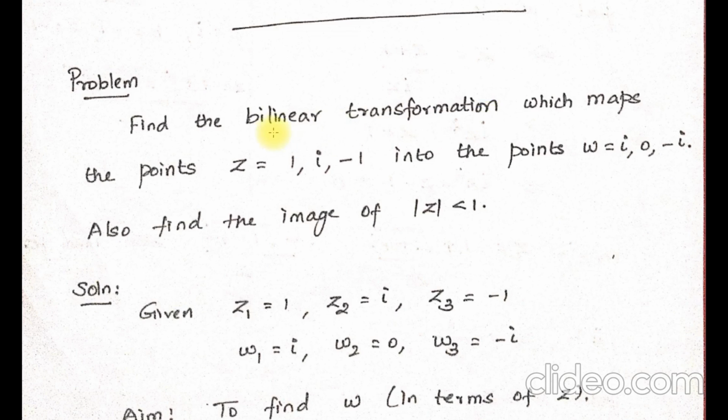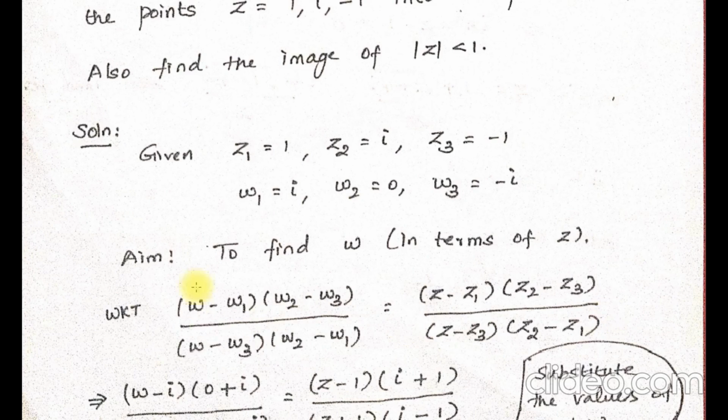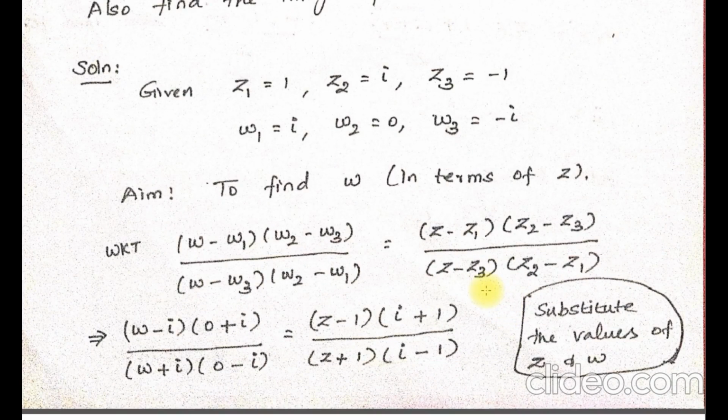The bilinear transformation is w, which will be in terms of z. For that only we are using this formula. Again I am telling you, we use this formula to find the bilinear transformation whenever three inputs and three outputs are given. Now I will explain the procedure step by step.